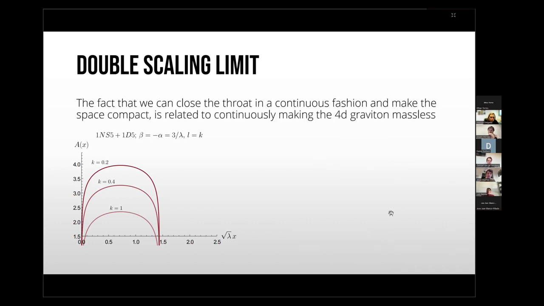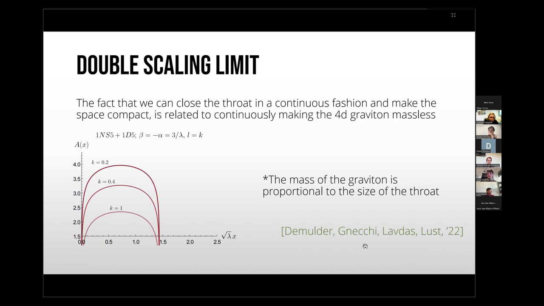And also, ending with the double scaling limit, the fact that we can close the throat in a continuous fashion, doing this limit continuously, is related to continuously making the 4D graviton massless. As it is said in this article, the mass of the graviton is proportional to the size of the throat, to the size of the coupling between the brane and the anti-de Sitter throat.